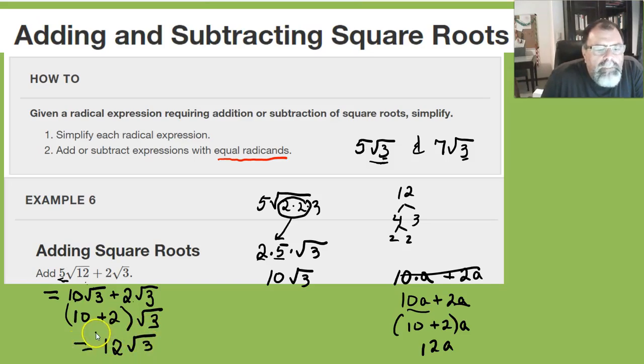And of course, you skip that step. You don't write it down. You just think it in your head. So I'm going to put a little mark here. You don't have to show that. This is what you think in your head.